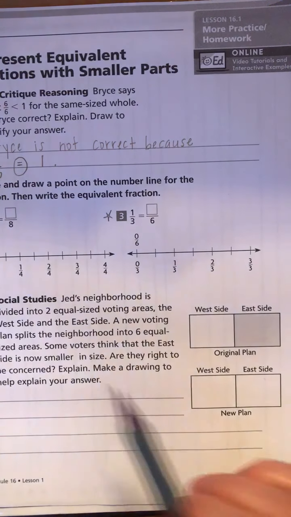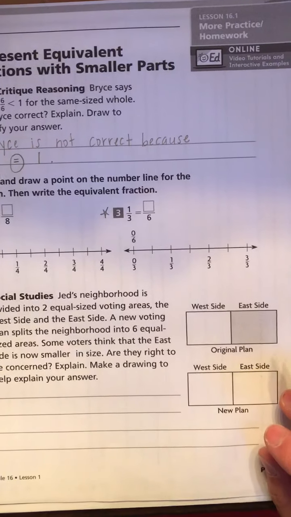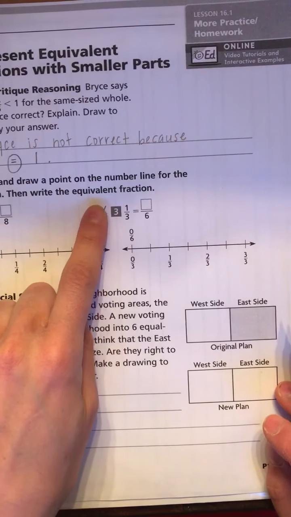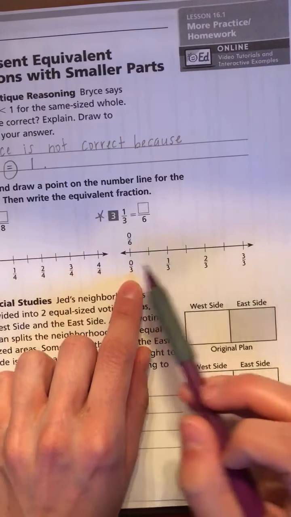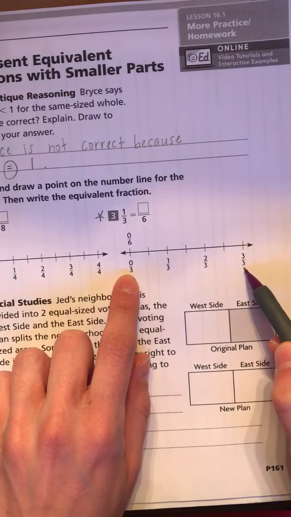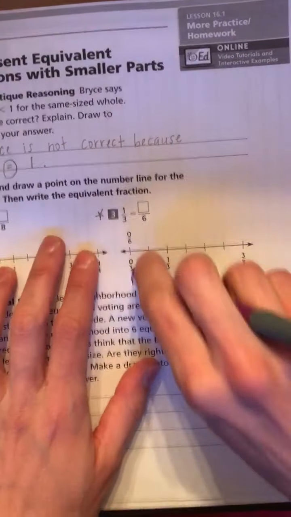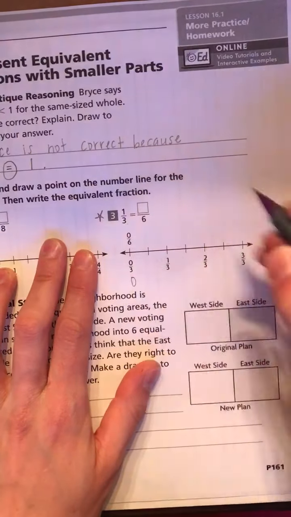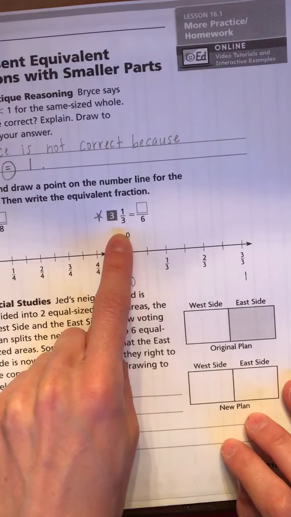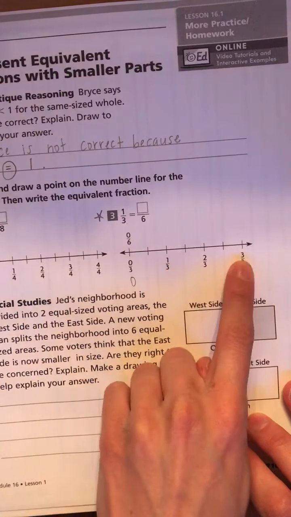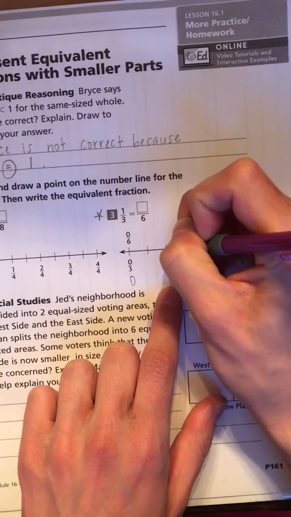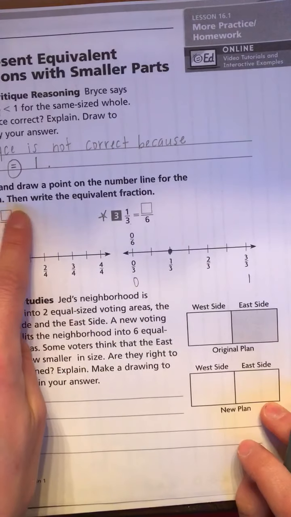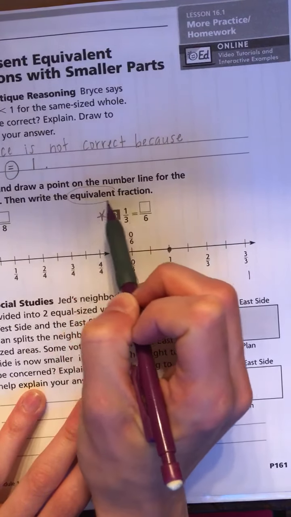So number 3 says, locate and draw a point on the number line for the fraction. Then write the equivalent fraction. So the first fraction we have here is 1/3. We want to look at our number line right here. Okay, and this should be 1. Oh, I'm sorry. This should be 0, and this should be 1. Okay, and we want to find 1/3 on our number line right here and label it. So go ahead and do that. Perfect, so you should have labeled 1/3 right here.